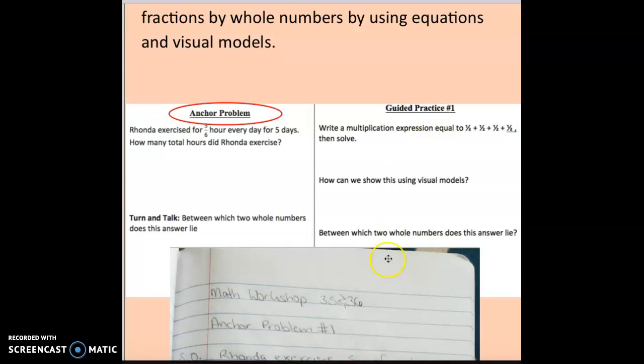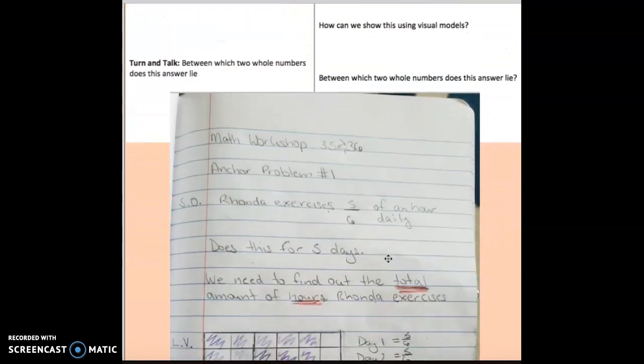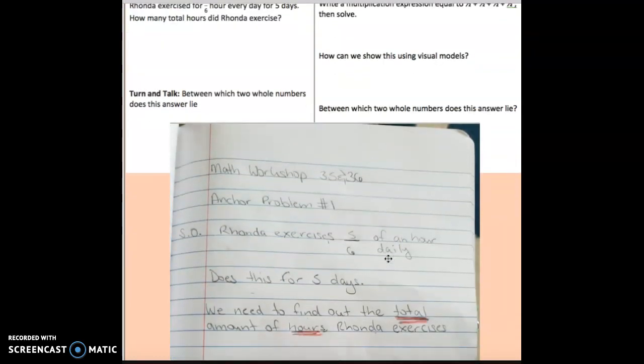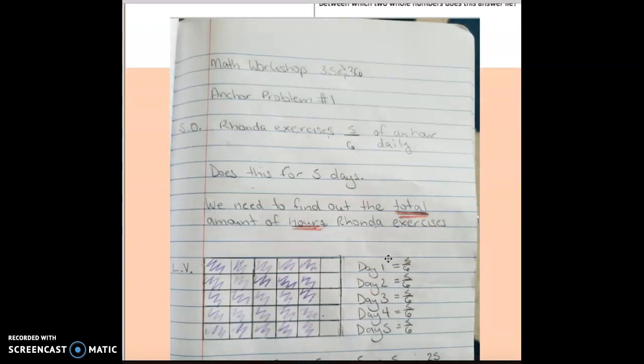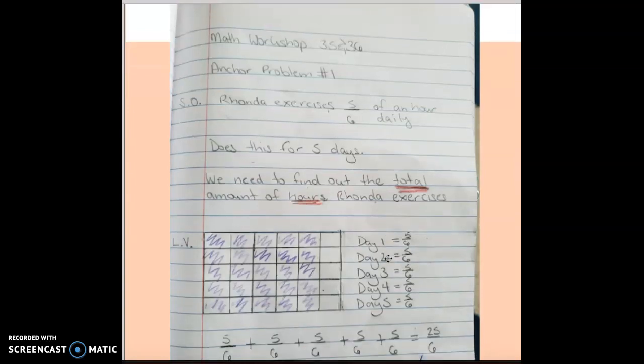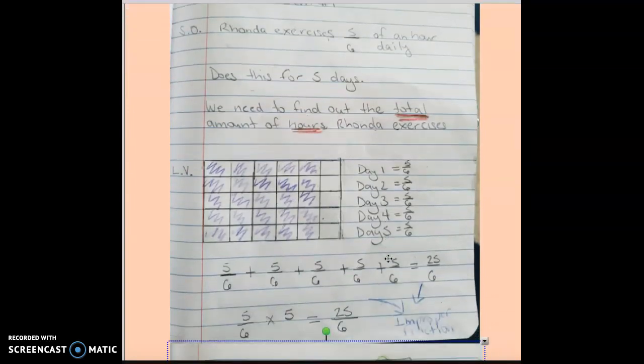All right. So first we want to think about the facts. So I laid out the facts here, S and O. So we want to make certain that we are studying the problem and we're organizing the information. So I wrote down Rhonda exercises for 5/6 of an hour daily. We need to find out the total amount of hours Rhonda exercises. She exercised for a total of 5 days, and so we need to find out the total amount of hours over the course of the 5 days.